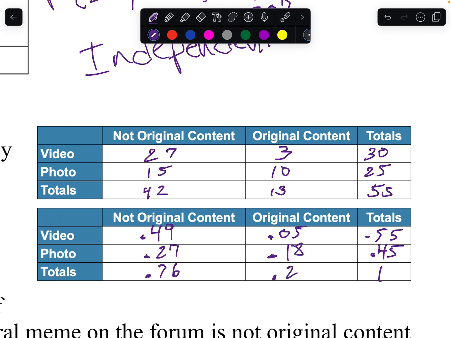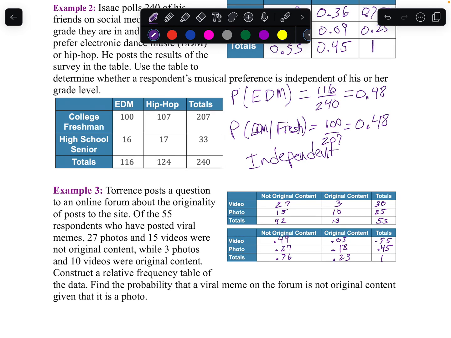And once again, that doesn't add to 1. It adds to 0.99, but that's because of rounding. And let me check. Yeah, the 0.05 is right, and the 10 out of 55 is 0.18. That's right. Must be just because of rounding. Now, I got my relative frequency table.